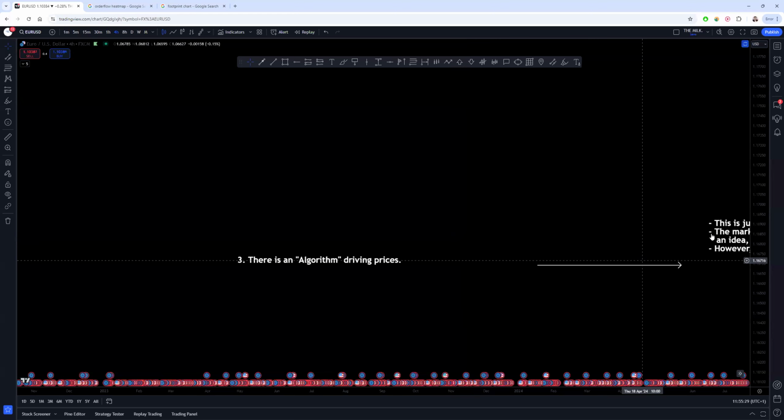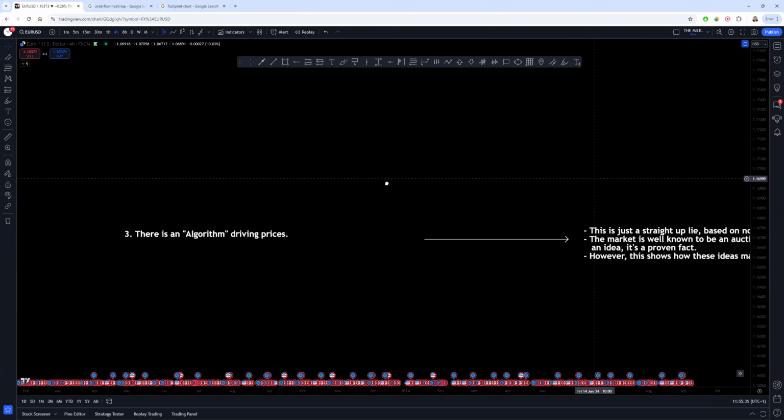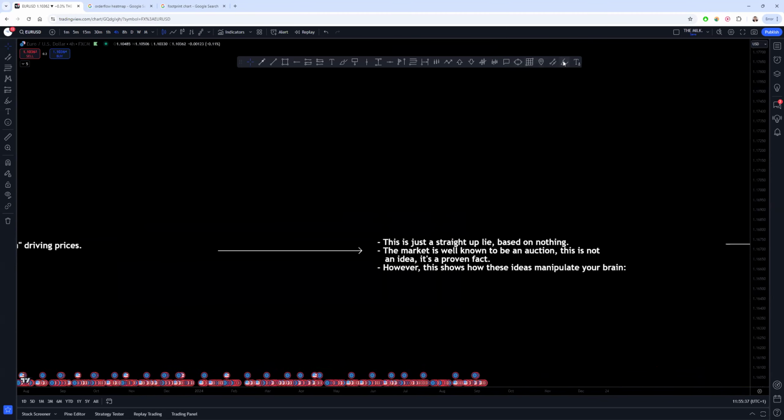How lovely does that sound? Oh, there's an algorithm that's driving the markets. It's a very nice and convenient phrase, but in reality, this is the most stupid phrase out of all of smart money. Why? Because it's a straight up lie. It's literally just a lie. It's based on nothing.